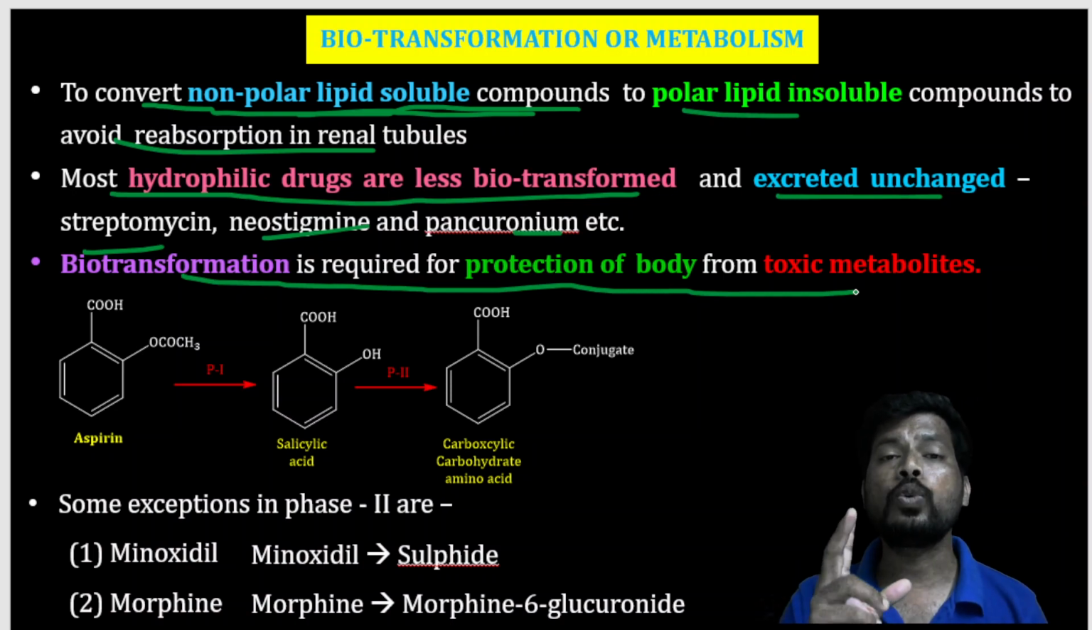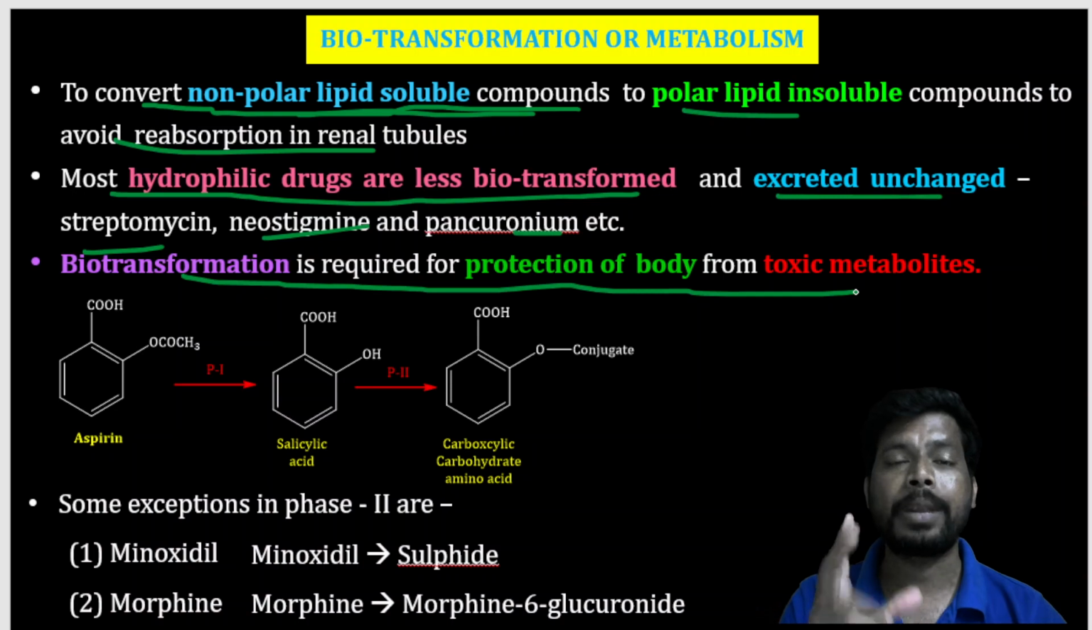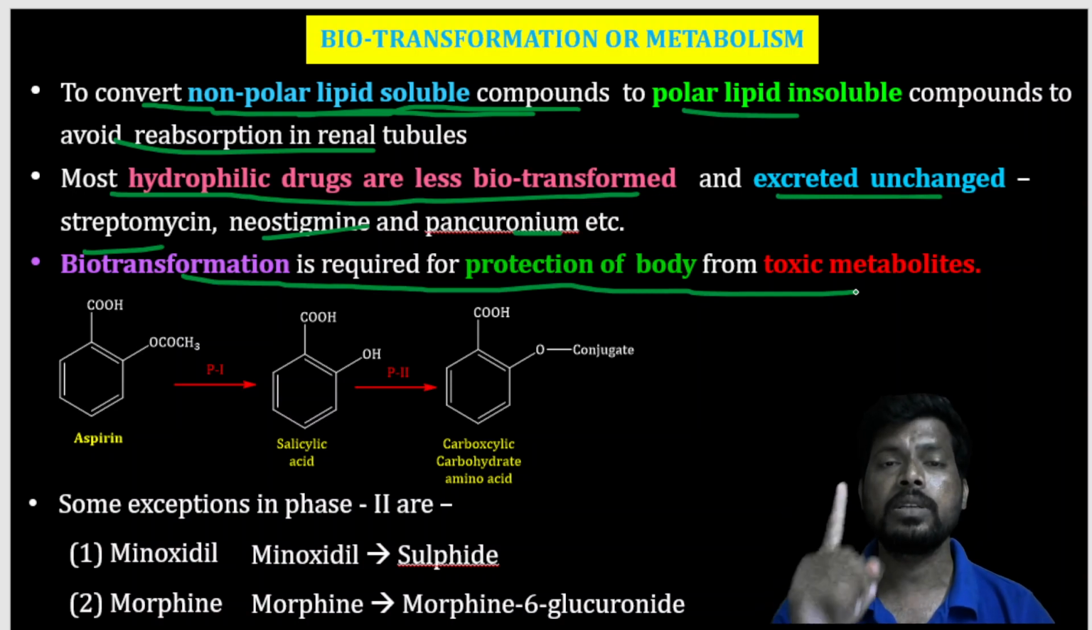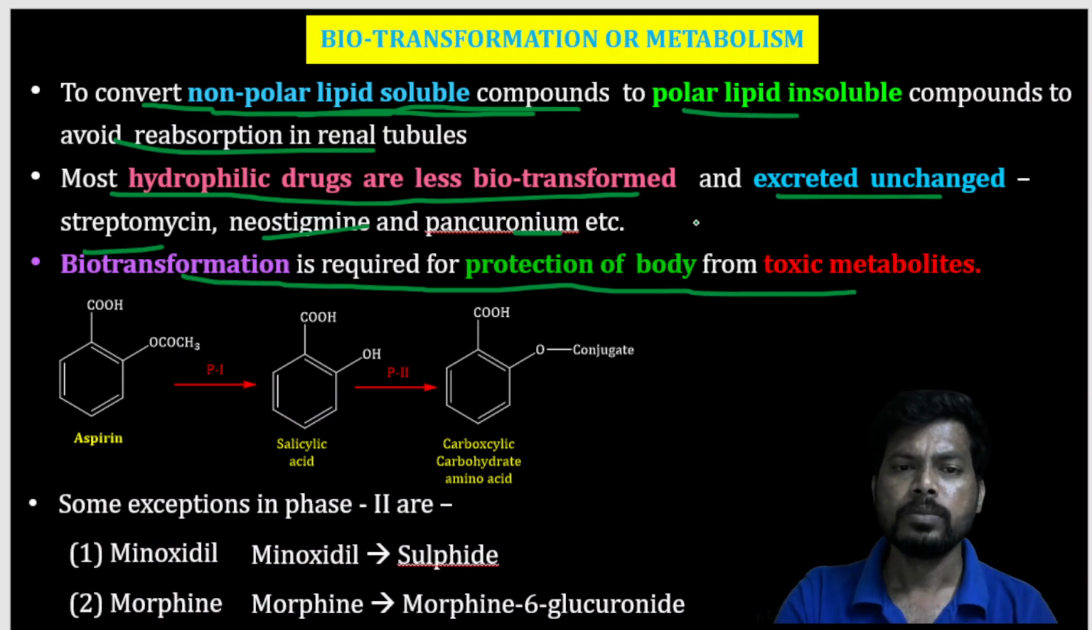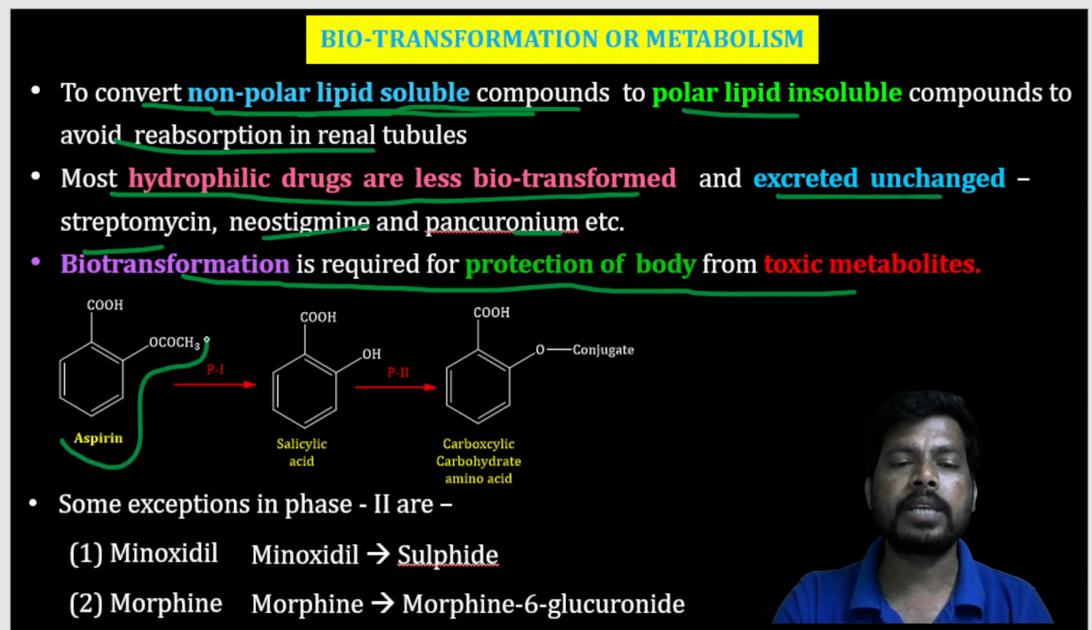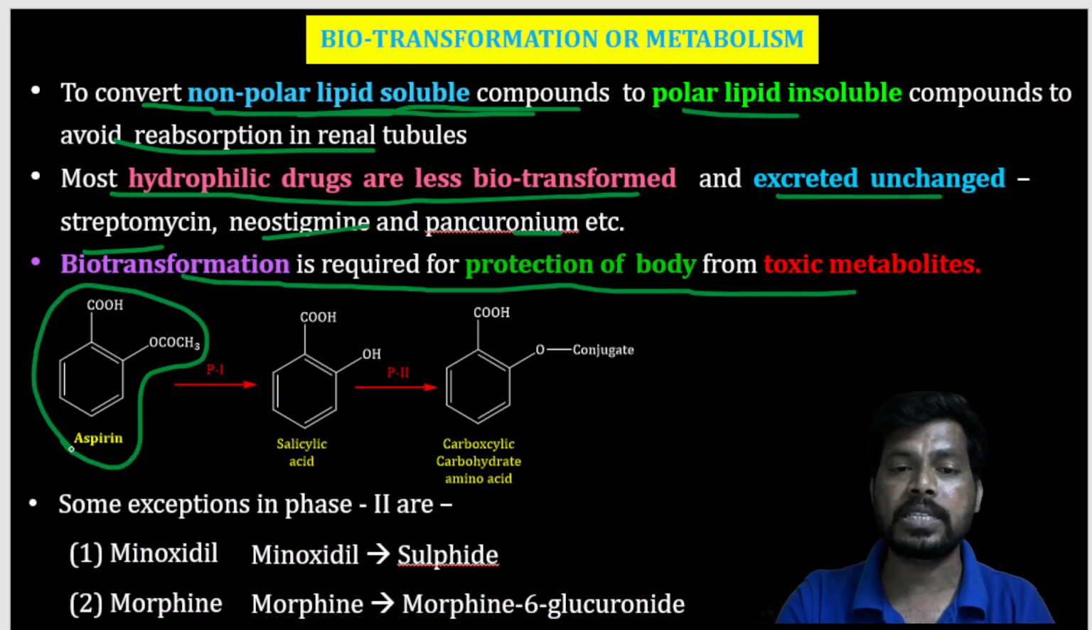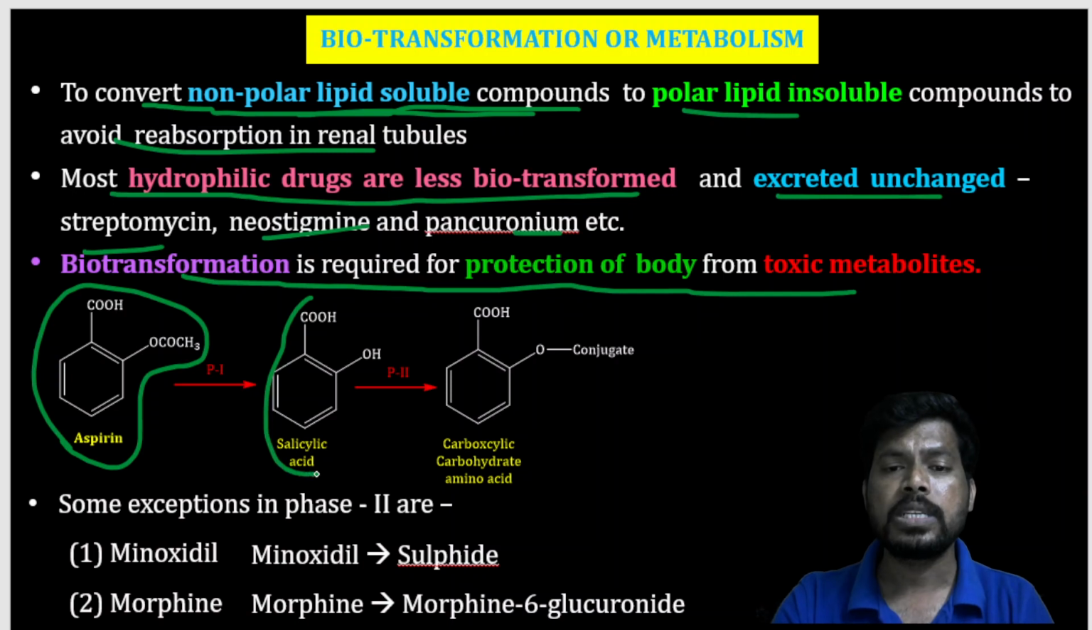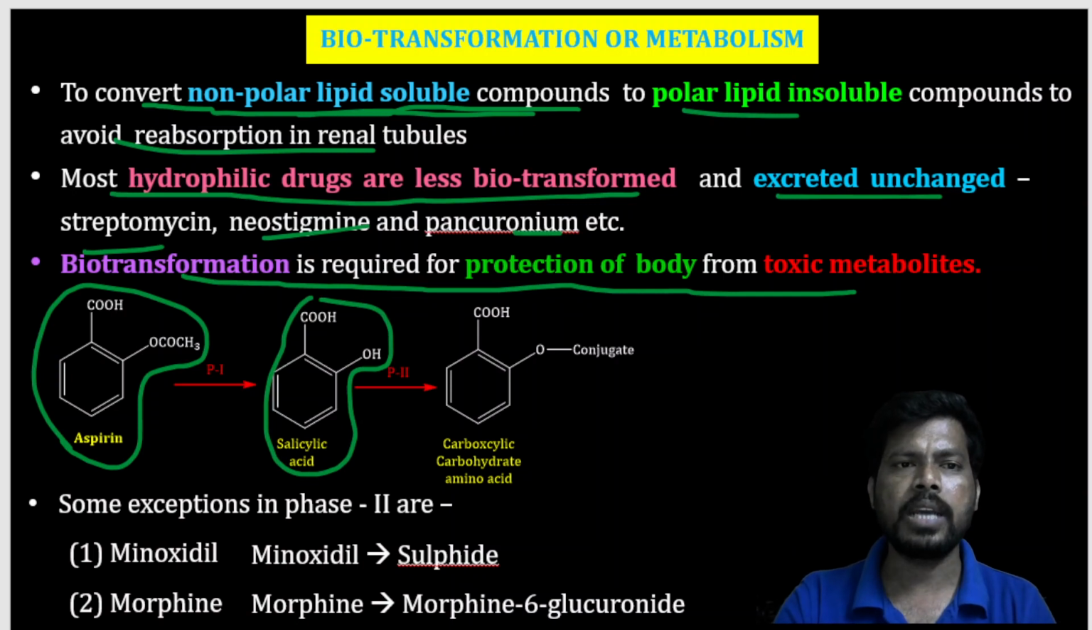There are mainly two phases in the drug metabolism or biotransformation of drugs: phase 1 and phase 2. Here is the aspirin molecule. Aspirin is chemically known as acetyl salicylic acid. Through phase 1, this acetyl salicylic acid converts to salicylic acid.